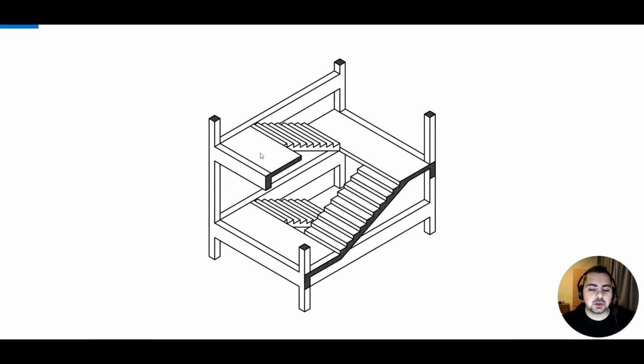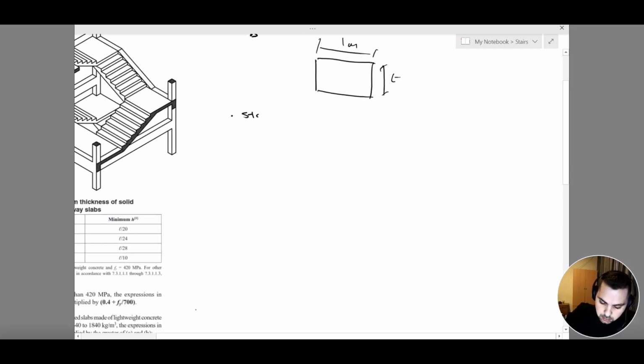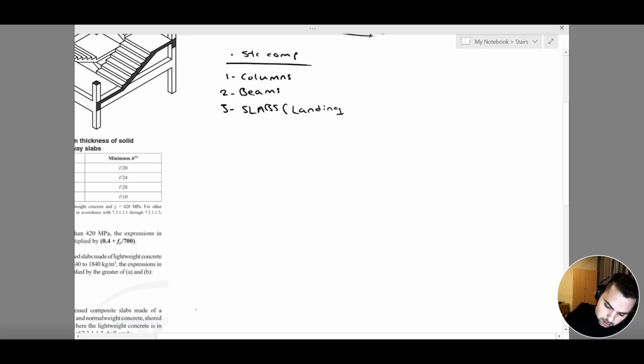Now let's go through the structural components within our staircases. In this image, we can see columns, and we have a beam right behind the landing as well as here, and we have our slabs, which can be split into two parts: the landing slab and the flight slab. So let's write them here. The structural components are: one, columns; two, beams; and three, slabs, which can be for the landing and the flight.